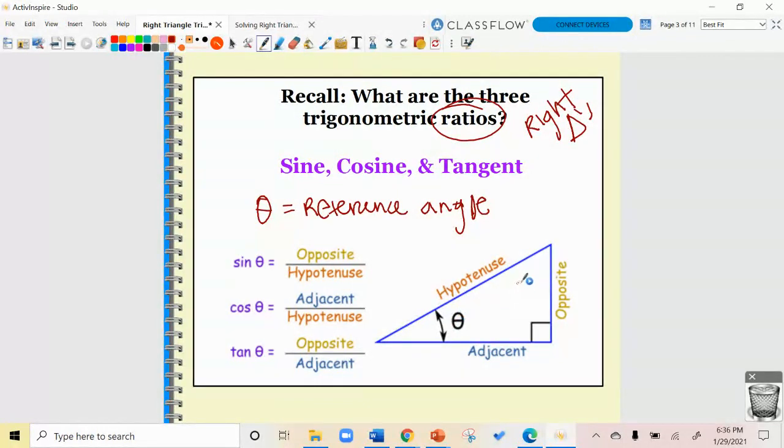Well, what's not going to change? The hypotenuse, right? But what's opposite and what's adjacent, what's across and what's next to, are going to change. Okay.